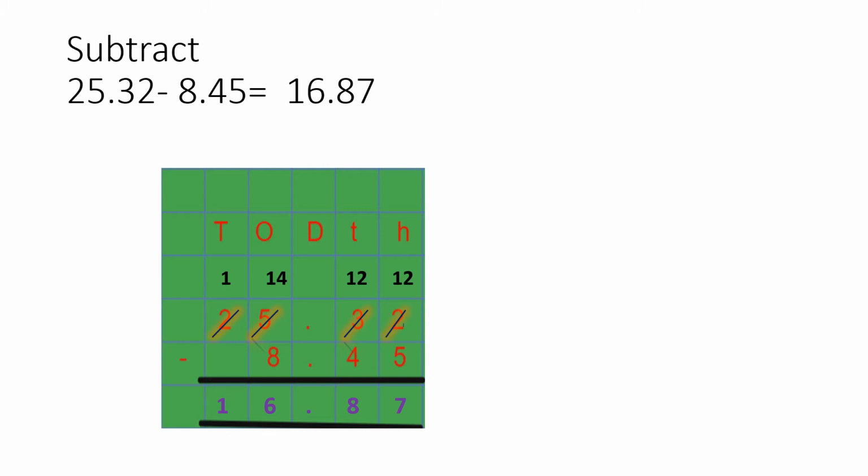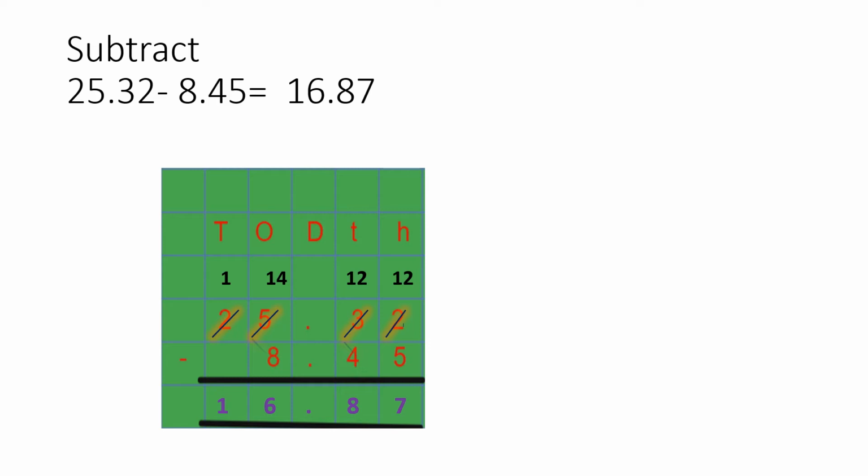Then the decimal in the same column. When this 5 ones gives 1 to the tenths, it will remain 4. We can't subtract 8 from 4, so we will borrow from the 2 tens. 2 will become 1 and 4 will become 14. 14 minus 8 equals 6. And here there is no digit, meaning 0. 1 minus 0 equals 1. We will get 16.87.